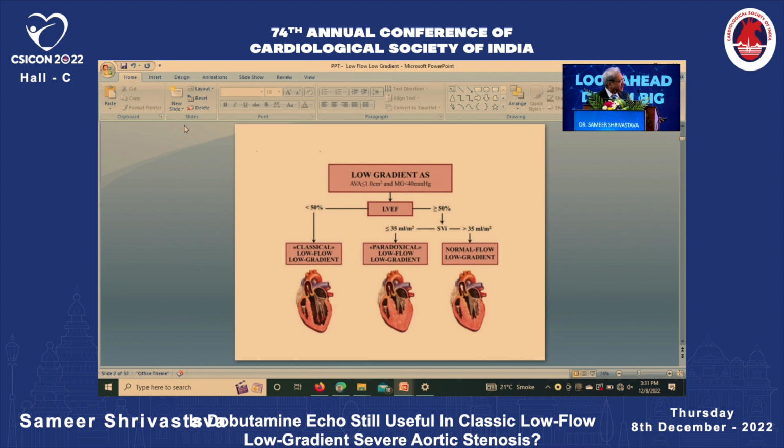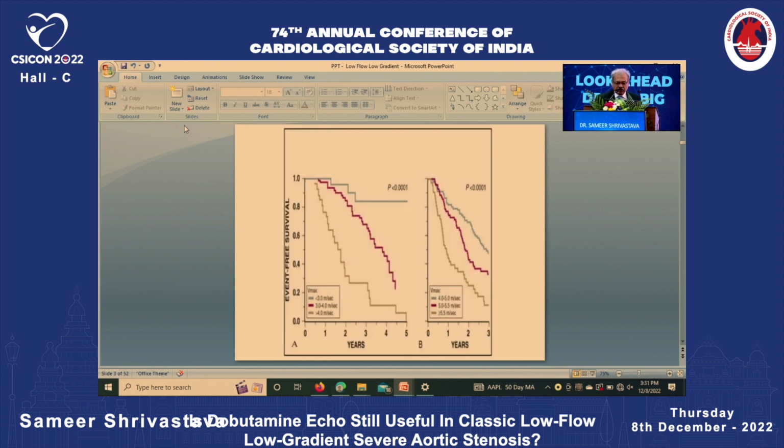There is yet another condition called the paradoxical low flow, low gradient. This is another very interesting thing which the world has started talking about. Severe aortic stenosis, low flow, low gradient, normal LV. Now this is a little bit of a paradox, but yes, it happens, and that's the reason why it is called paradoxical low flow, low gradient aortic stenosis. Then there is normal flow and low gradient. I'm going to highlight only classical low flow, low gradient aortic stenosis.